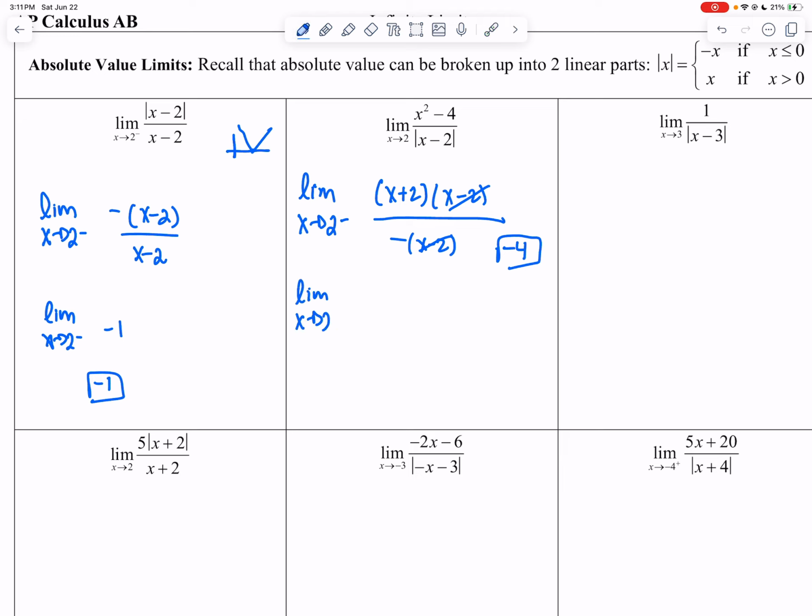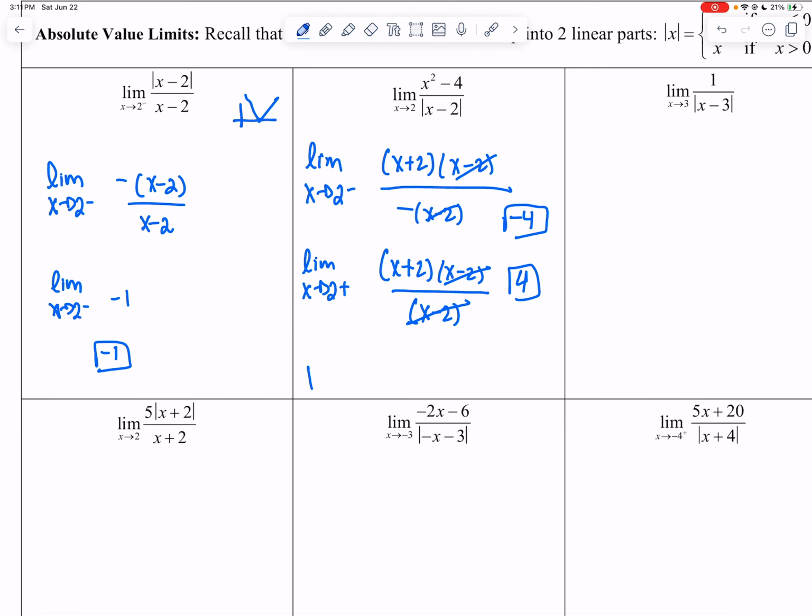Then I have 2 from the right. Now, if it's the right side, I have a regular positive slope. So that's just going to be x minus 2. And if I were to use direct substitution, that's going to give me 4. Plot twist, negative 4 is not equal to 4, which means that my limit does not exist.